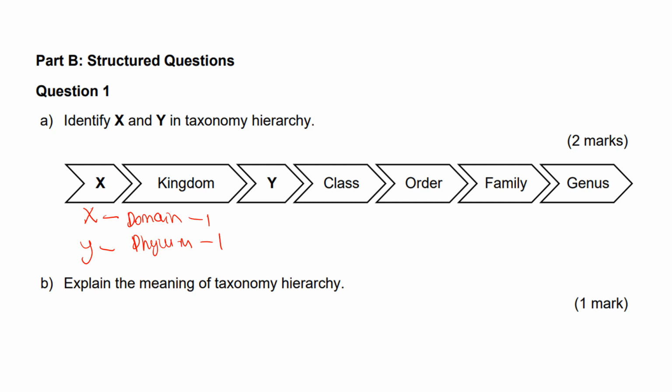For question B, explain the meaning of taxonomic hierarchy. Basically, taxonomic hierarchy is a system of grouping organisms according to a hierarchy of increasingly inclusive categories. In this diagram, it gives you the 8 levels of classification of organisms into a hierarchy, starting from the highest taxon, which is kingdom, to the lowest taxon, which is species.